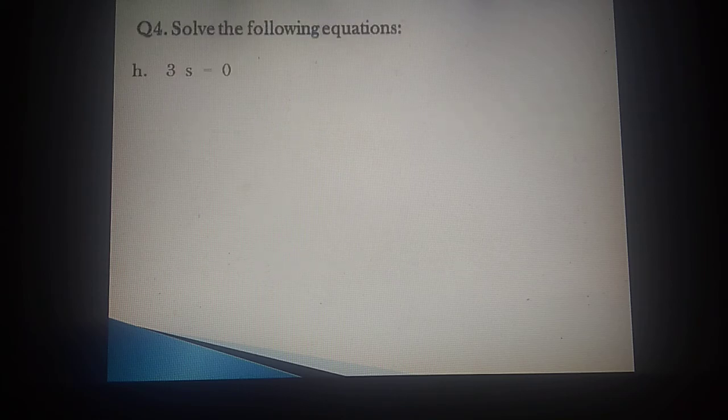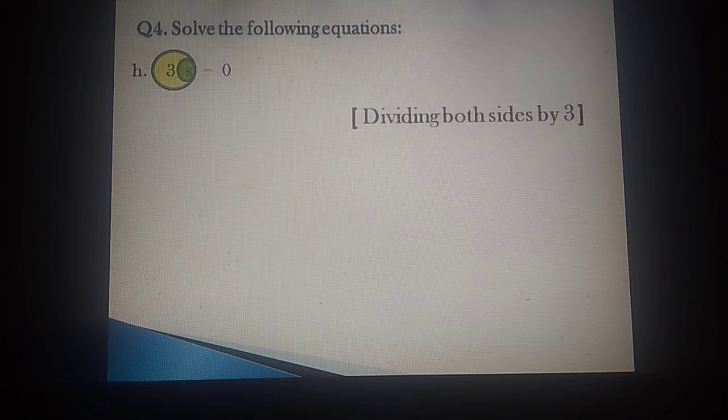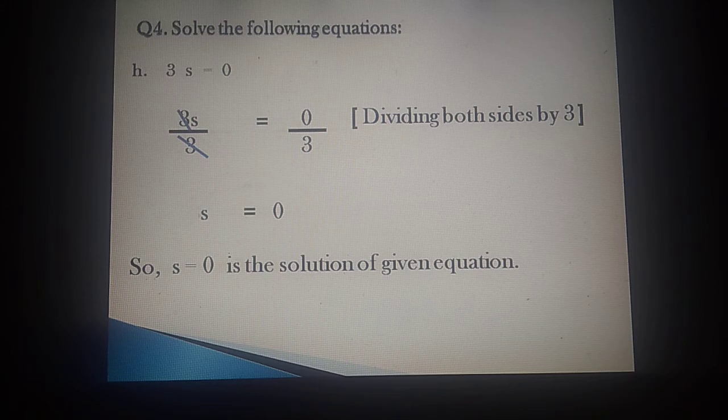Moving to next sum. Again, first variable, then the coefficient. Means we are multiplying 3 here to S. Opposite, divide by 3. First LHS divide by 3, then RHS divide by 3. Now solve LHS. In the LHS, numerator and denominator both are having 3. So we will cancel it. What is left? S. Now in the RHS, 0, you are supposed to divide by 3. So if you divide 0 by any number, the answer is always 0. So this is your answer as only variable is left.